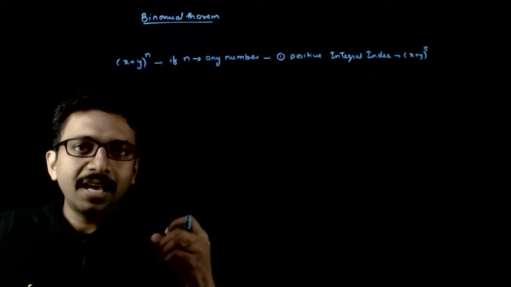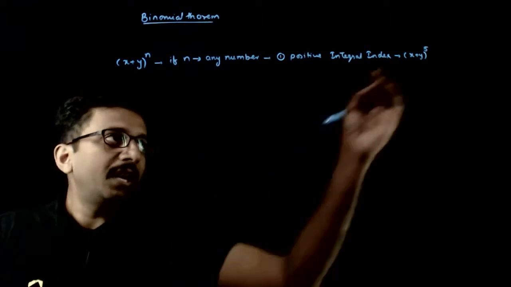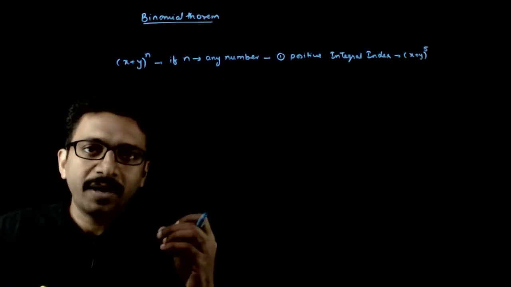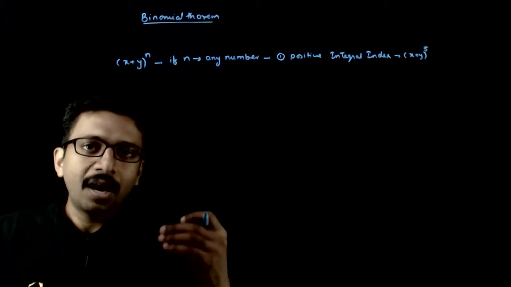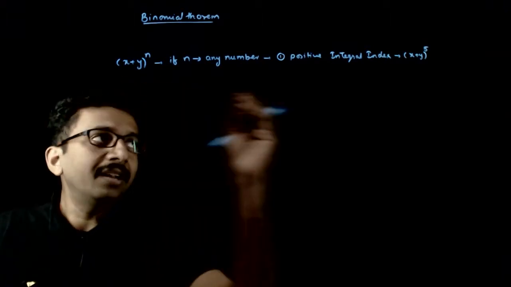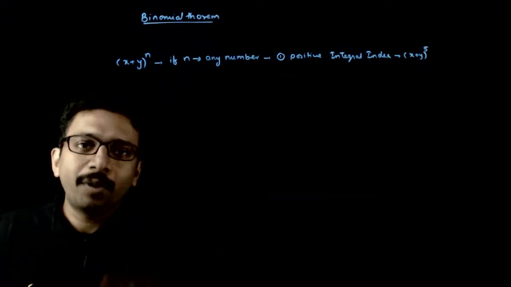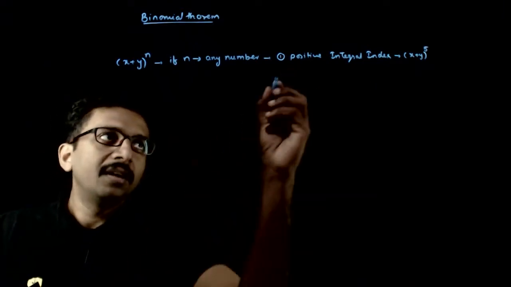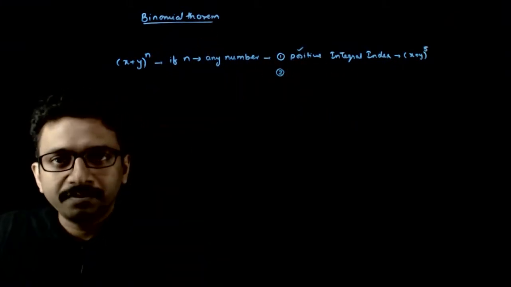So till 10th class, you know how to expand (x + y)^2 and (x + y)^3. Till n is equal to 3, you know how to expand this. But in this topic, we'll try to analyze how to expand (x + y)^n if n is a large number or for any positive integral index. And once you complete that, this involves the basic part of this binomial theorem.